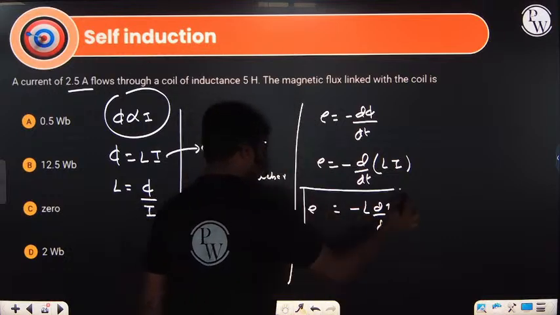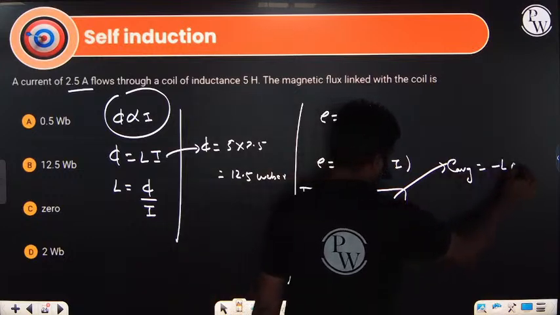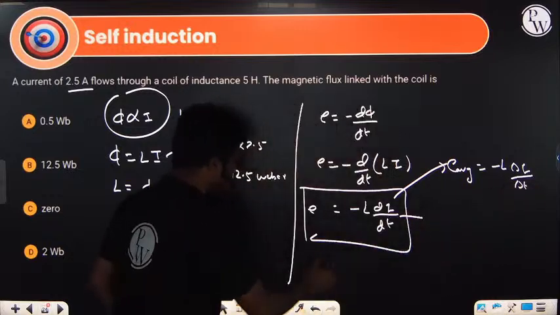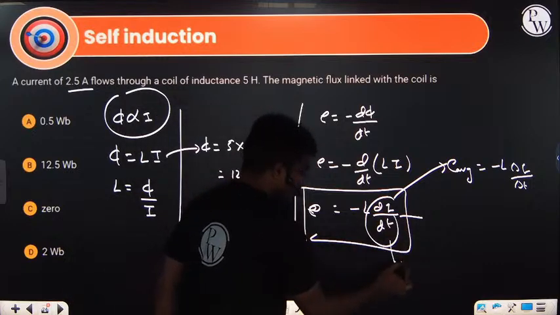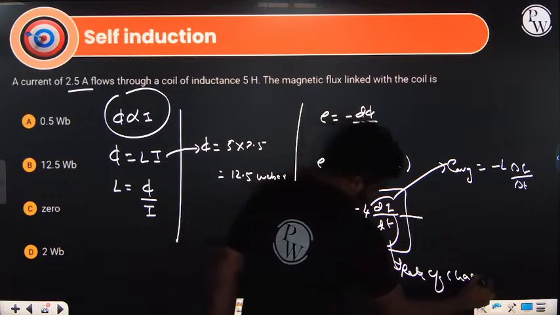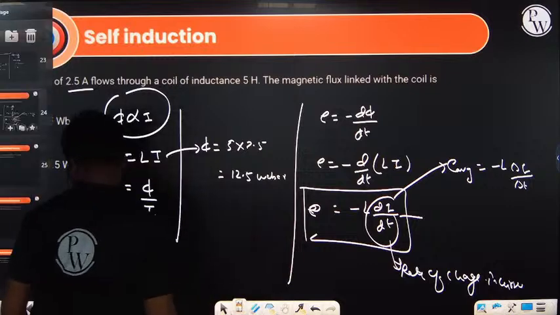This is the induced EMF. The average value is given by minus L into delta I by delta t. The instantaneous value is E is equal to minus L into dI by dt. What is dI by dt? It is the rate of change of current.